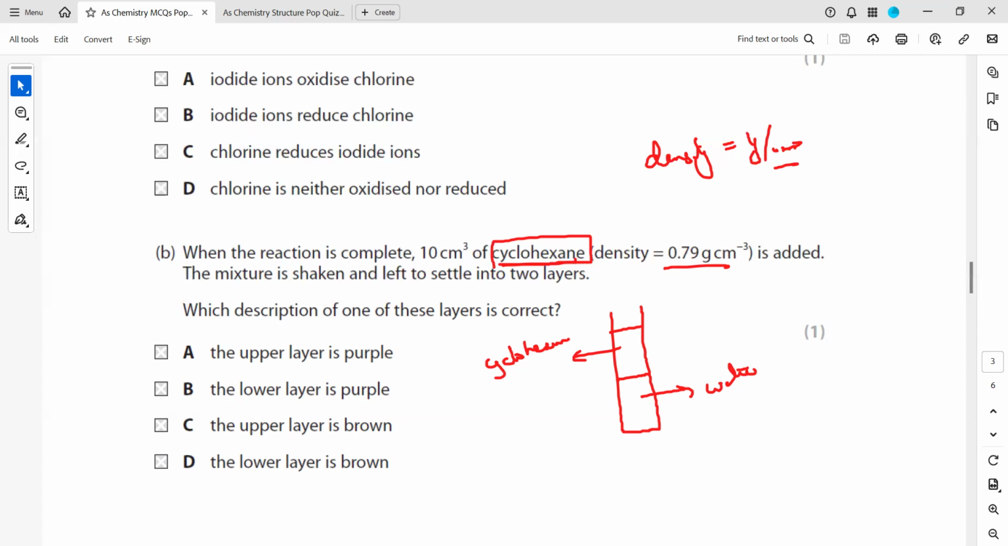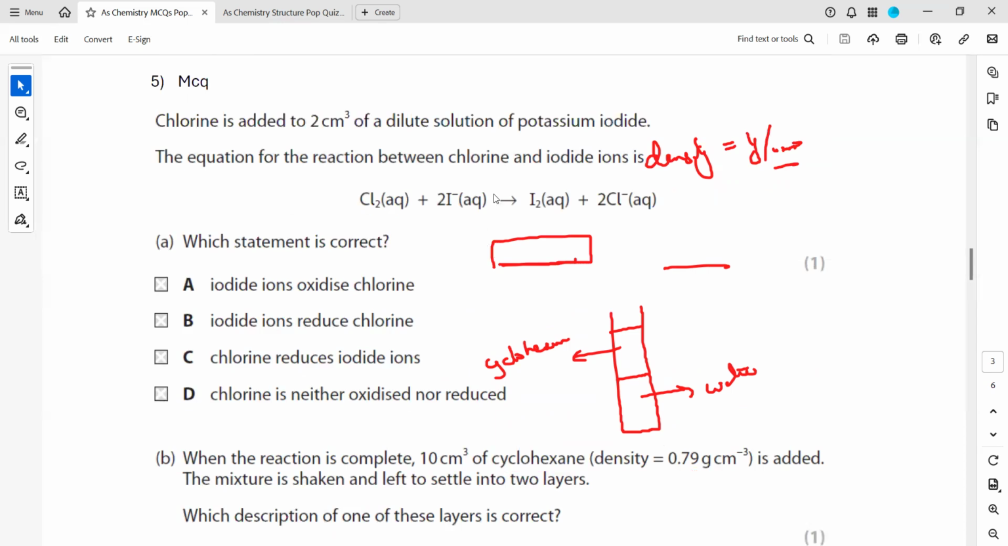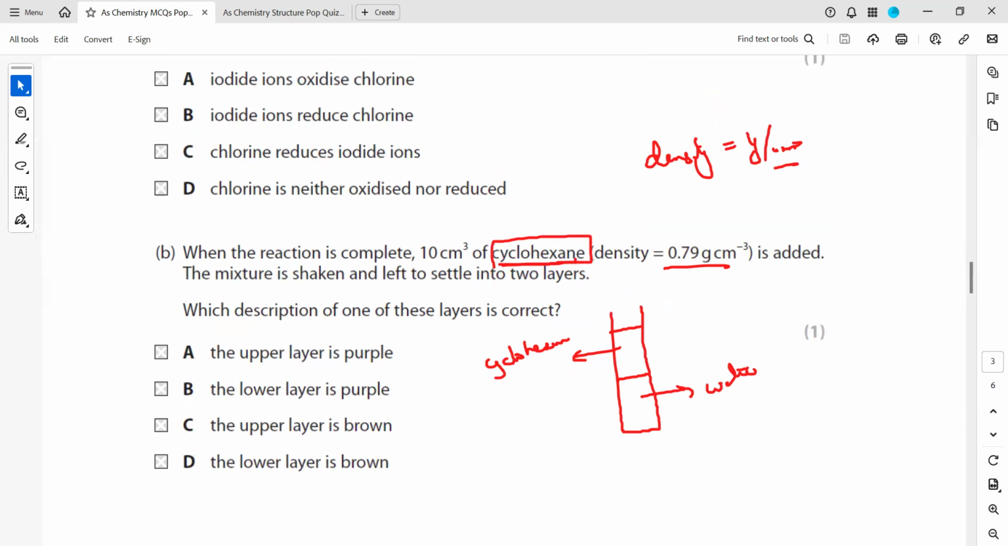From where did the water come? As you can see in the beginning of the question, it is written aqueous, a dilute solution. The term aqueous means it is mixed with water, which means this reaction occurs in water. That's how we got the water. So it is forming two layers. At the bottom, we'll have the water because its density is higher. And at the top, we'll have cyclohexane because its density is lower.